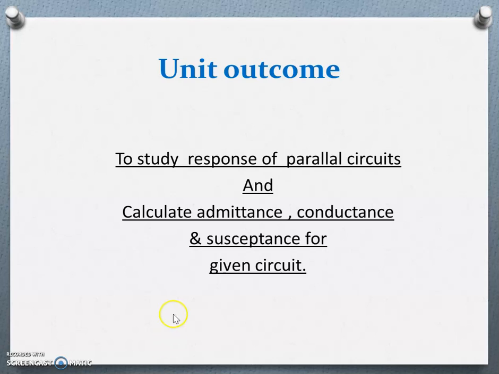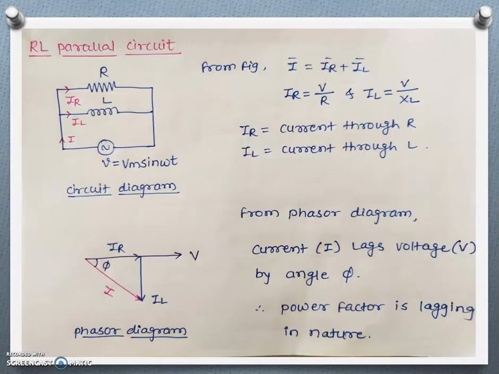Parallel circuits and admittance. Calculate the admittance, conductance, and susceptance for the given parallel circuit. Let's start. First, we will discuss some common parallel circuits such as the RL parallel circuit, the RC parallel circuit, and the RLC combination parallel circuit.